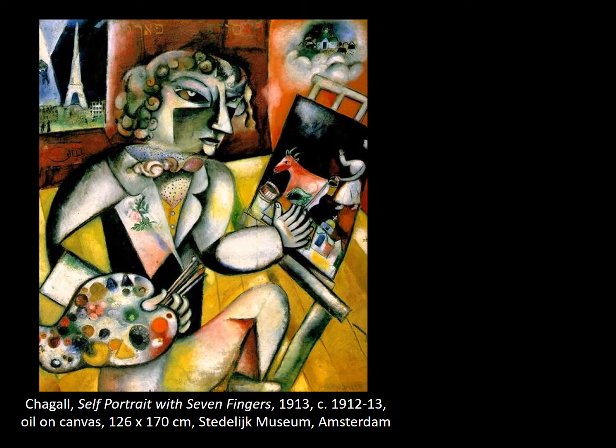Now, it's in this same year that Chagall paints the first of his several self-portraits called the Self-Portrait with Seven Fingers, which is painted in his Paris studio. It shows the young artist at the age of 25, sort of very fancily dressed. He's got on sort of this bow tie, and he's got a boutonniere, the little flower tucked into his lapel.